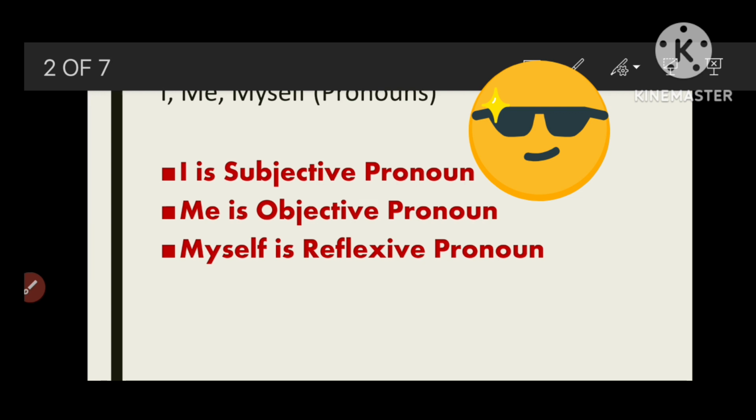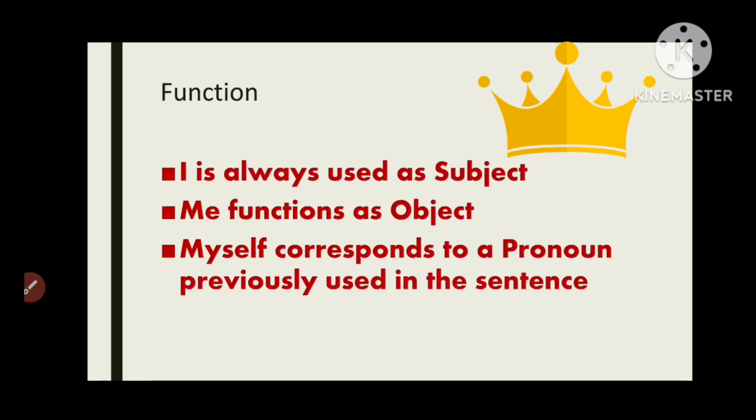So here you can see that I is a subjective pronoun, me is an objective pronoun, and myself is a reflexive pronoun. You must know that I, me, myself are pronouns. What are pronouns? Pronouns are the words used in place of nouns. That is, we cannot use the names again and again, and instead of those names we use pronouns. To understand this in more detail and with much more clarity, let us see certain examples.